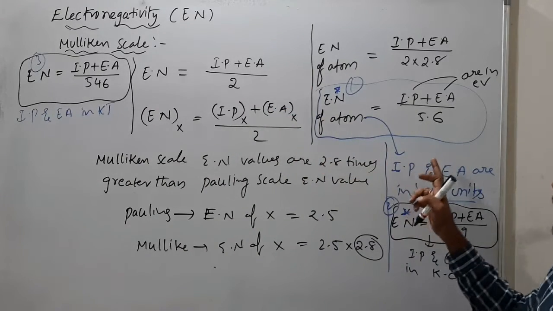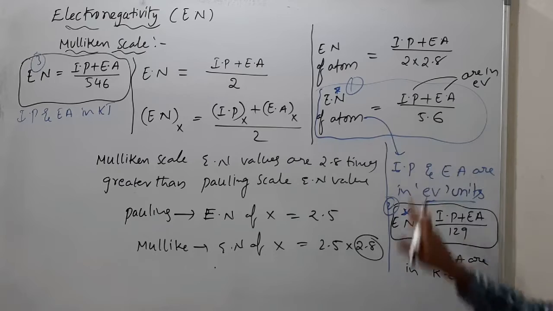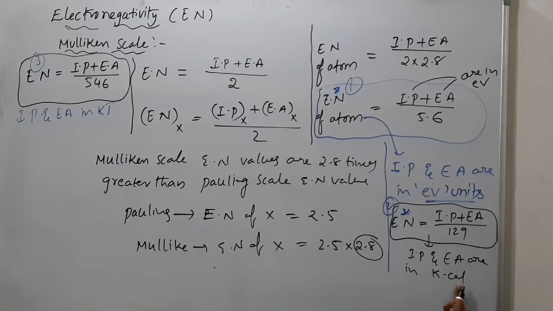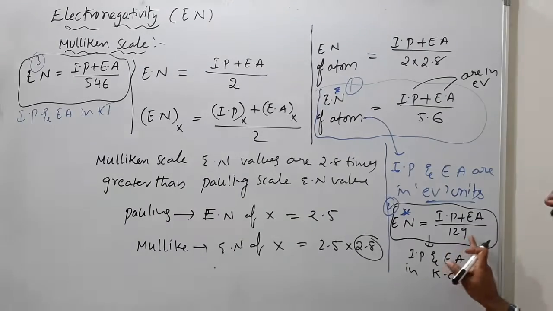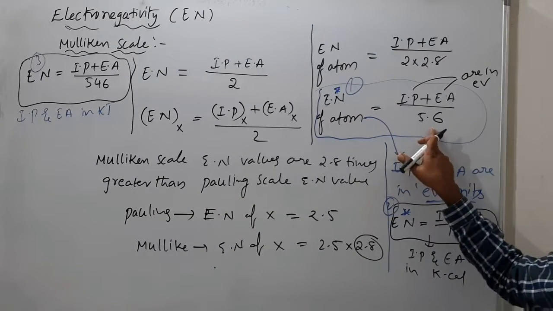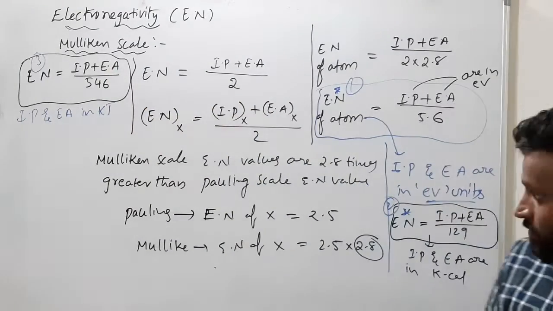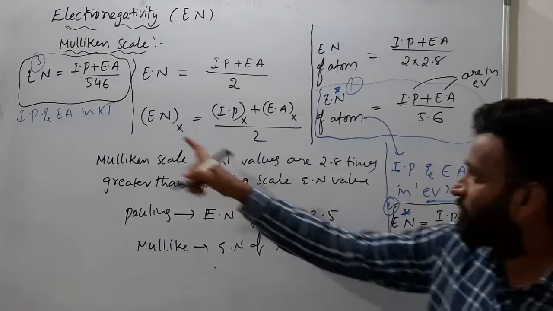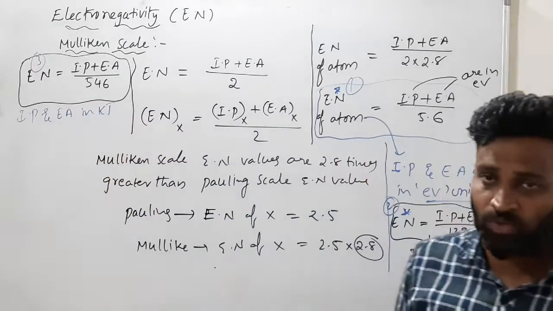Okay. So if IP plus EA are in electron volts, then this is the formula. If IP and EA are in kilocalories, this is the formula, divided by 129. Remember this, very important. When we take 5.6, IP plus EA is common everywhere. And when we take 546, IP plus EA by 546, IP and EA are in kilojoules.